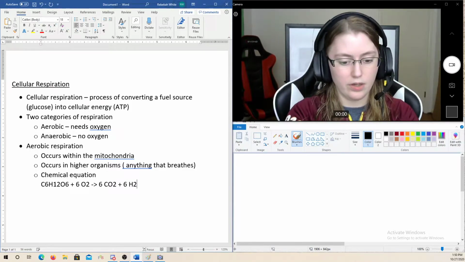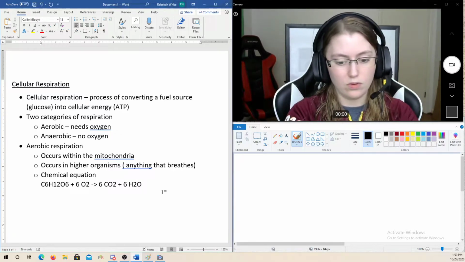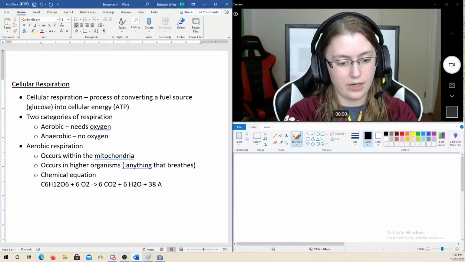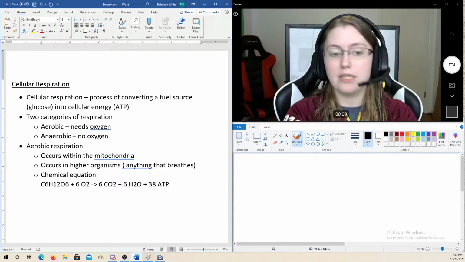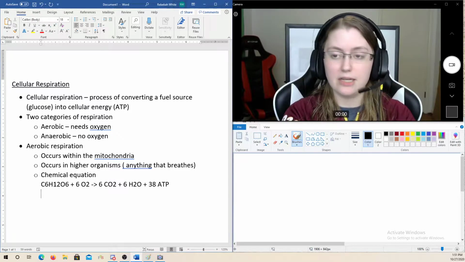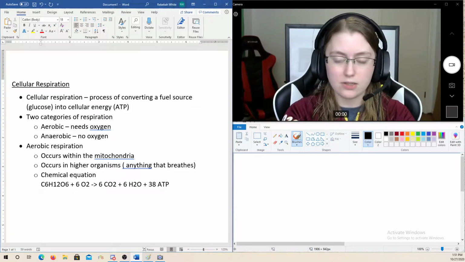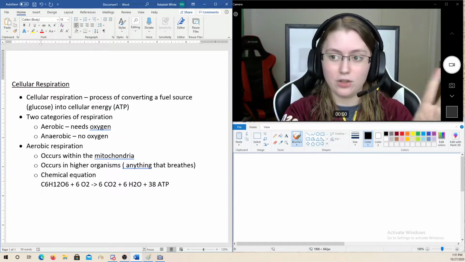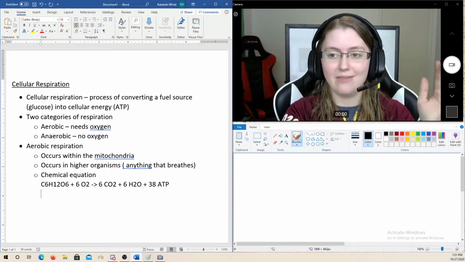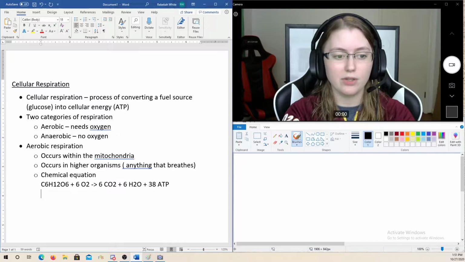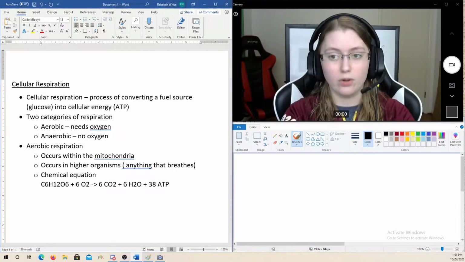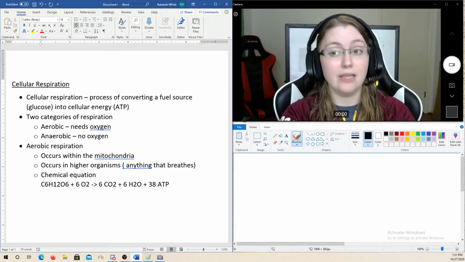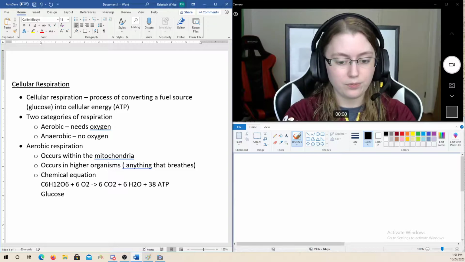6 H2O, and 38 ATP. Okay, so this first molecule that we see here, C6H12O6, anytime you see this particular arrangement, CHO, and it's usually going to have a like 1-to-1 ratio of numbers, that's going to be a sugar molecule. Anytime you see CHO in this particular arrangement, it's going to be sugar. In this case, this is a glucose molecule.